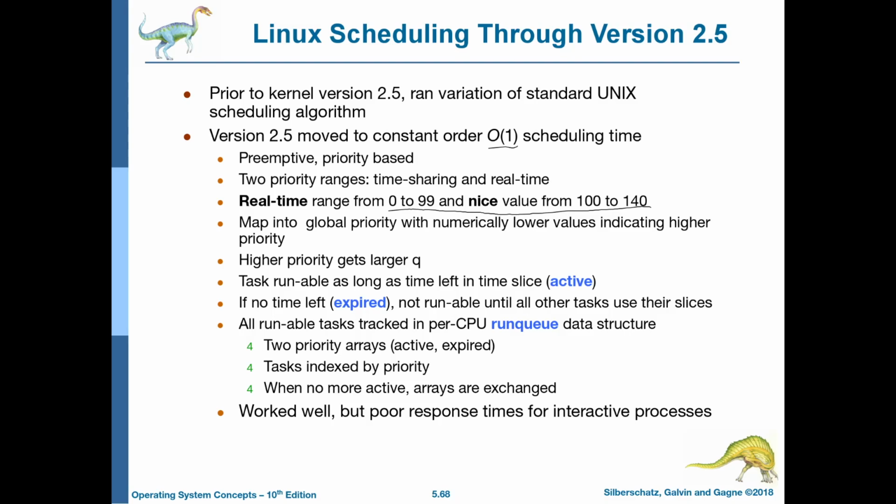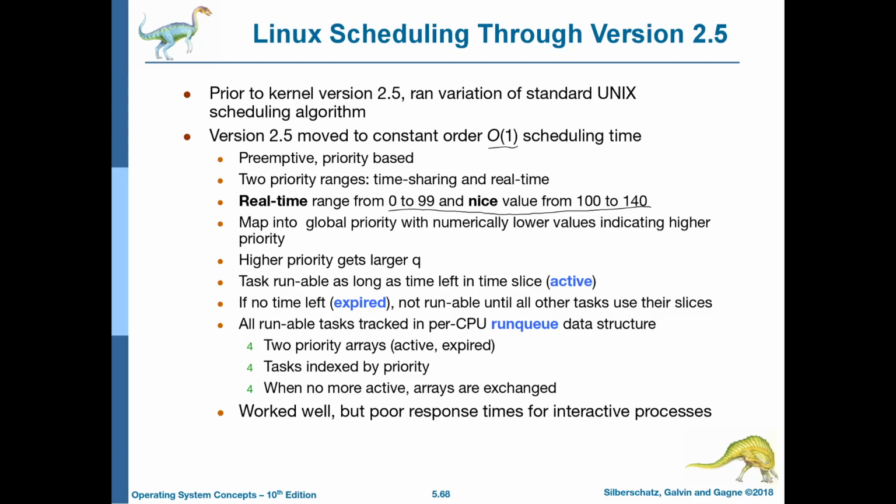We use the term nice to indicate these processes were nice enough to place themselves in a lower priority range. And users could change their priority to a lower priority nice value. They couldn't change it to a higher priority, though. That required administrative access. In each of these ranges, the lower the value, the higher the priority. And as you have a higher value, you would get a larger queue and be able to do more work on the CPU.